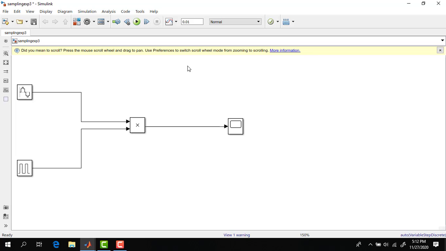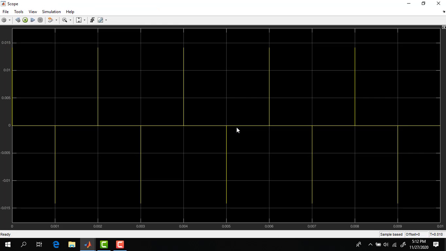Let's, without any delay, simulate this thing. Let's see what happens. So our sampling is done. Let's see the sampled signal. You can see the sampled signal is here. We are taking samples at certain time intervals, and this is the output.